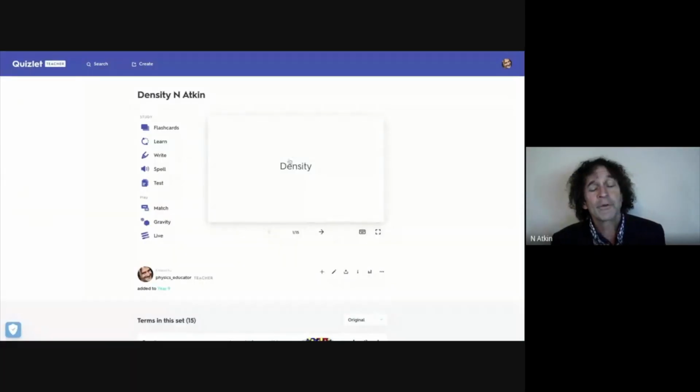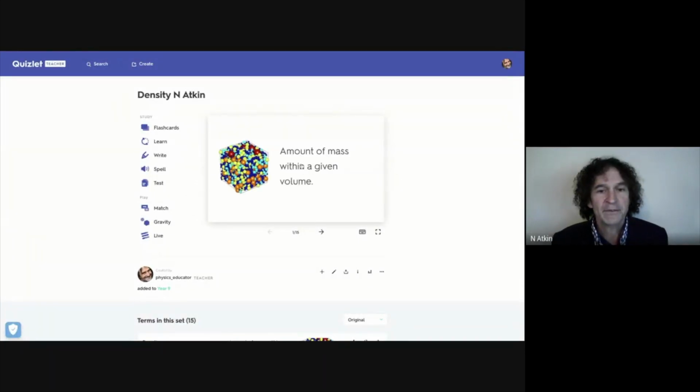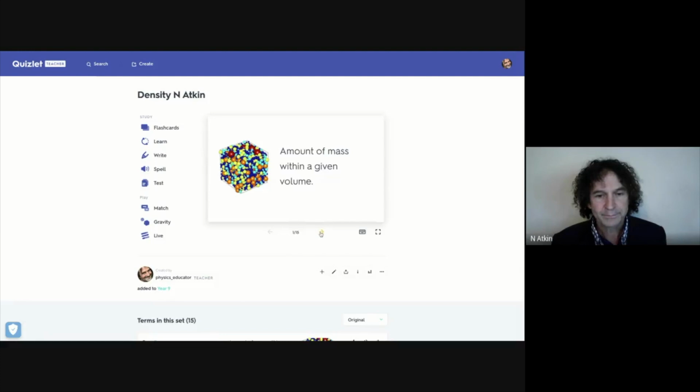And we're going to go through each term. So what does density mean? Well, density is the amount of mass within a given volume, a ratio of the mass to the volume. That's what it's a measure of. Mass.